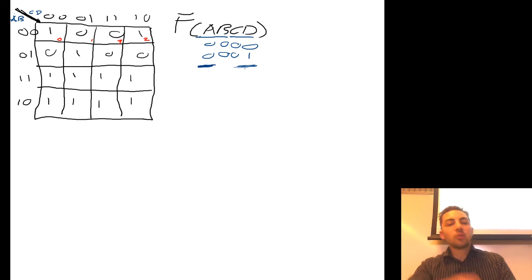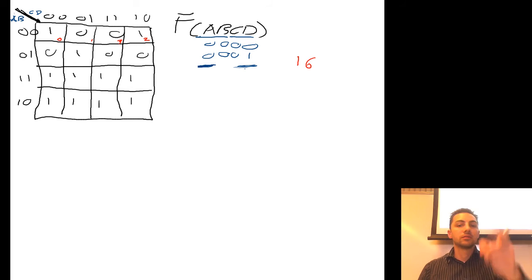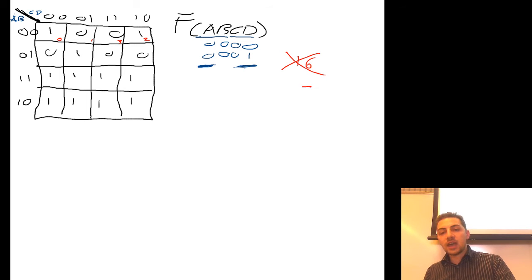So the next question is, what do we circle first? Groups of 16, that's right. How many groups of 16 are there? 0. Okay, there are no groups of 16. What do we do next? Somebody else. Groups of 8. Are there any groups of 8? 1. Where are they? The bottom 2. Bottom 2 rows. Right there, okay.